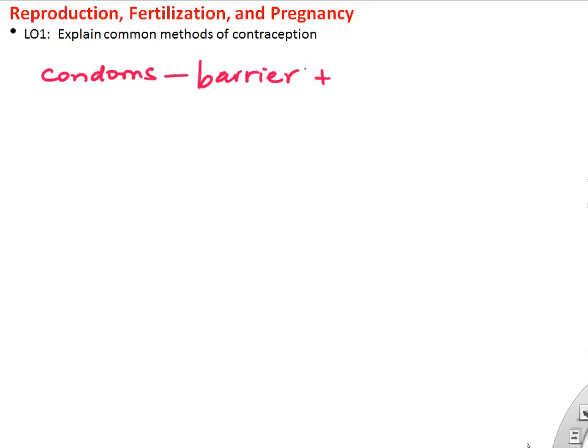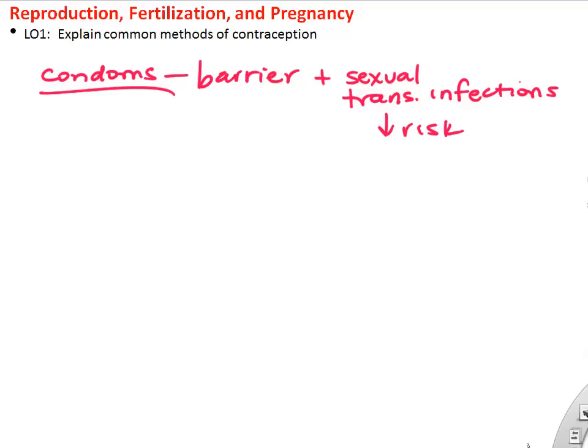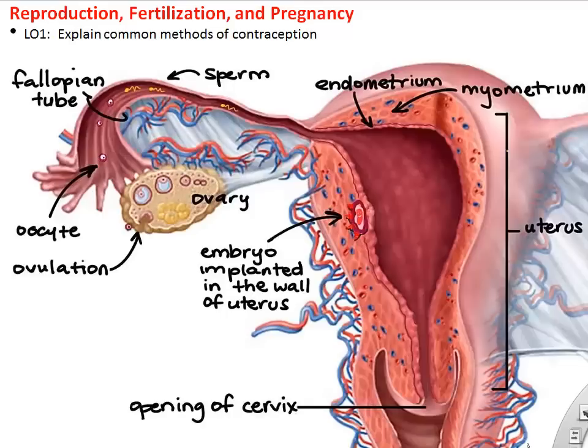Condoms, so these would be less permanent options. Condoms are obviously a barrier. The good thing about condoms is not only do they prevent pregnancy, but they decrease the risk of sexually transmitted infections. IUDs are intrauterine devices that can be placed inside the uterus of the female.